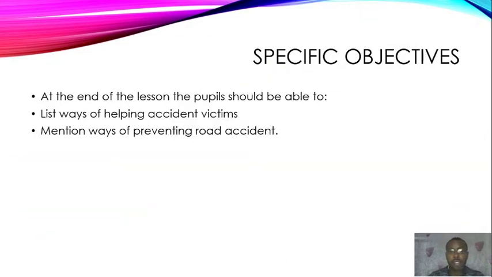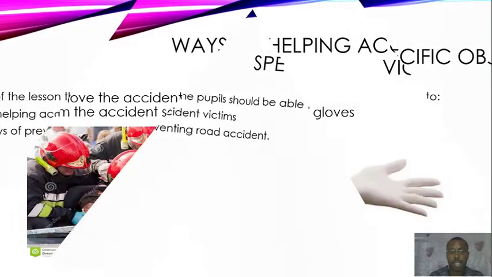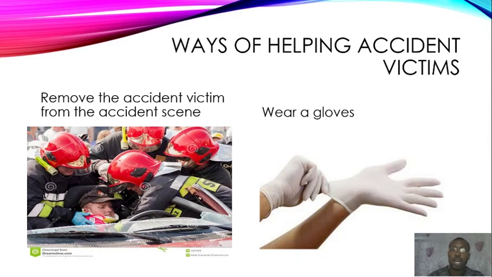Now, let us look at the specific objective. At the end of the lesson, the pupils should be able to: 1. List ways of helping accident victims. 2. Mention ways of preventing road accidents. So now let's start. Now, ways of helping accident victims.